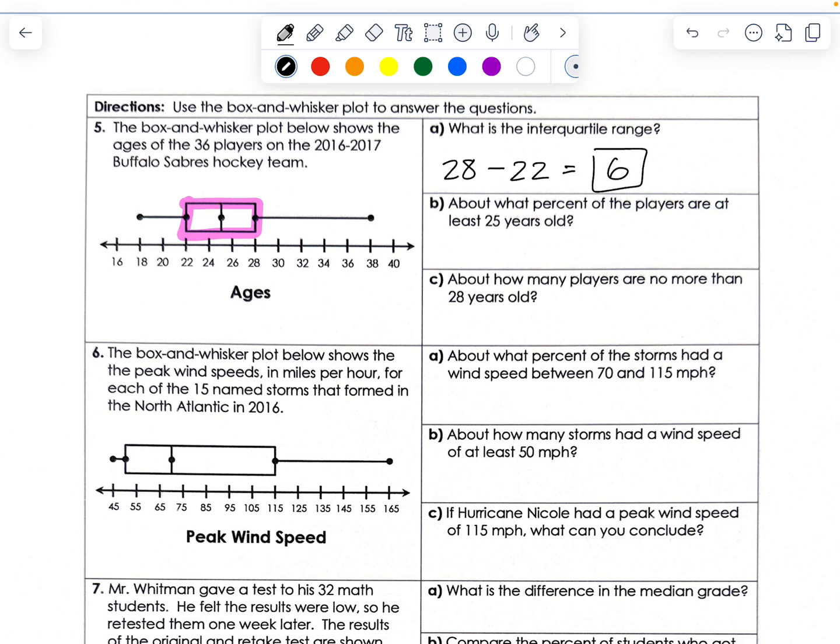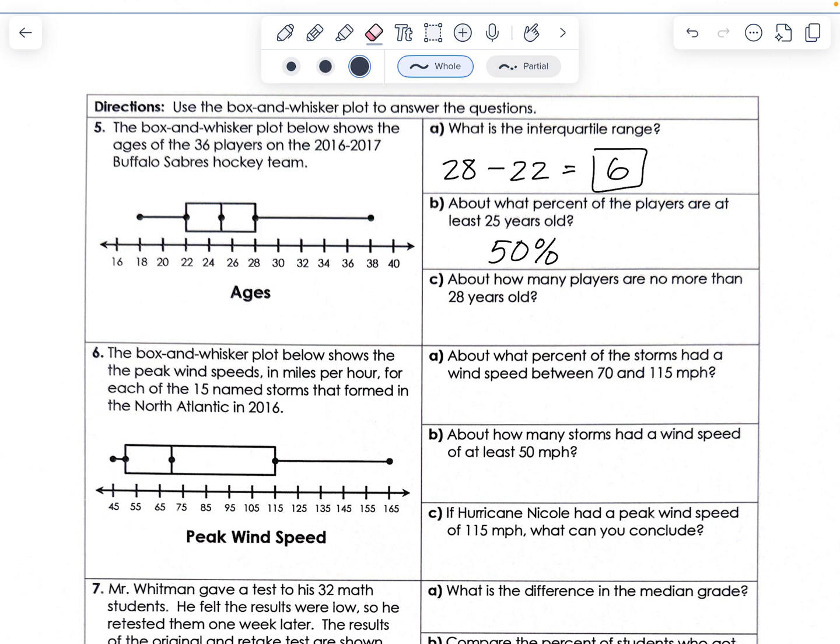Then it asks you, what percentage of the players are at least 25 years old? Well, 25 was the median. So remember, quartile, think about it. Quarter is 4, right? What is a fourth of 100%? It's 25%, right? So 1, 2, so that's 50. 50% of the players are over 25, or at least 25 years or older.